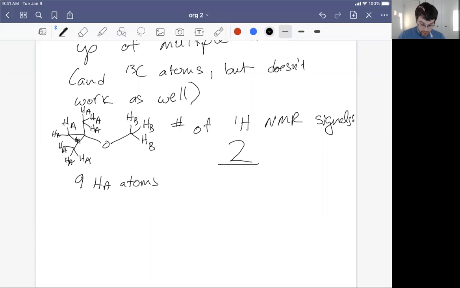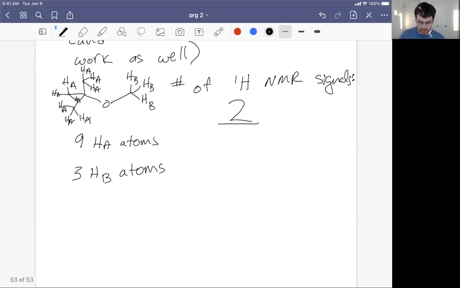Okay, so we have 2 1H NMR signals. We have 9 HA atoms and 3 HB atoms. What we have to recognize is that the signal for each of these is going to be, relatively speaking, reflective of the number of atoms that make up that signal. Here's what I'm trying to say.